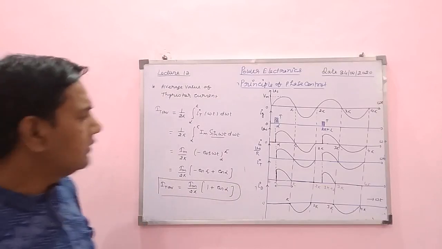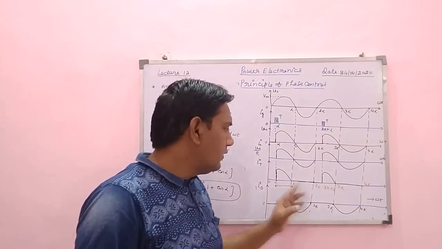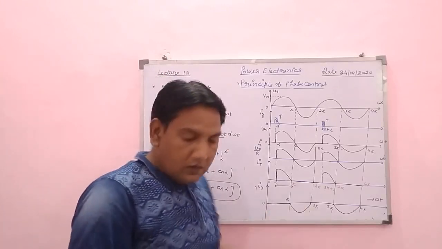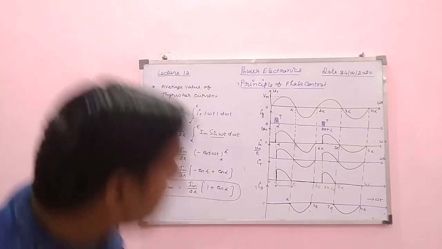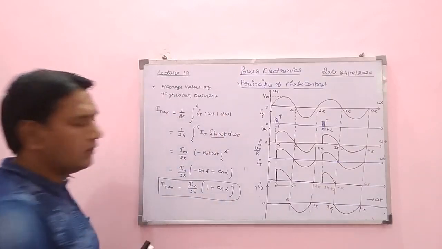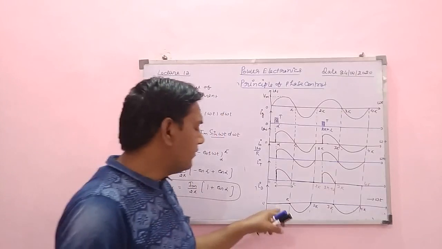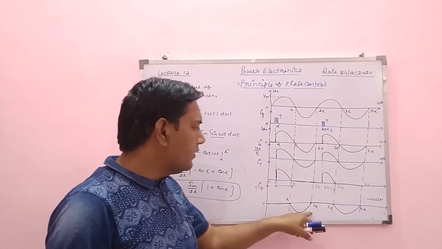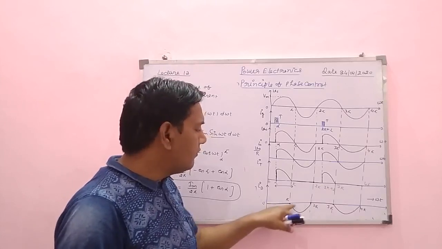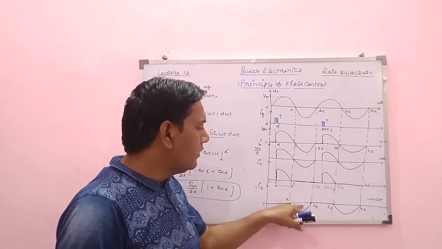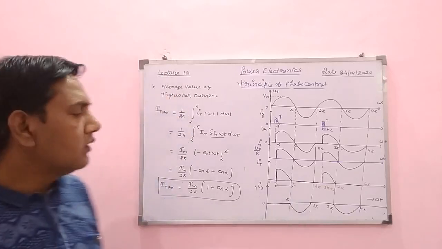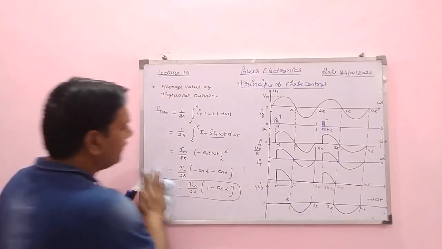In the same way we can find the average and RMS value of the diode current. You can see this is the half rectified wave. Out of 2 pi duration, we get 0 for one pi duration, and for the next pi duration we get the sinusoidal current. So it is a half rectified wave.